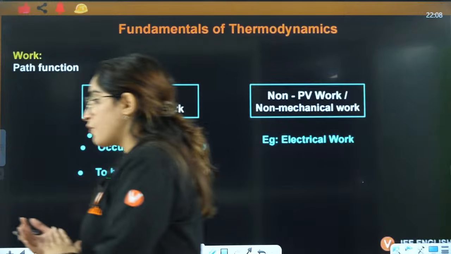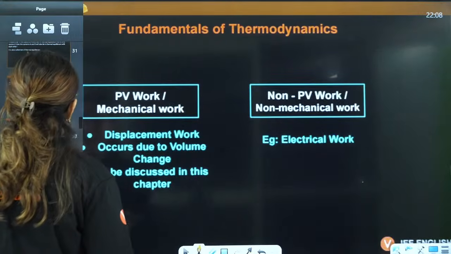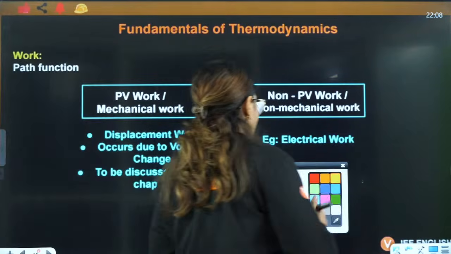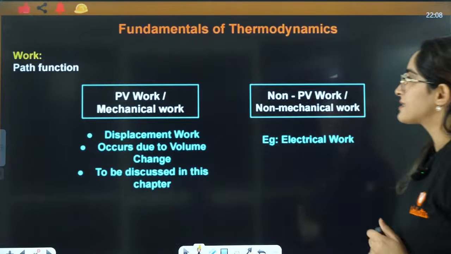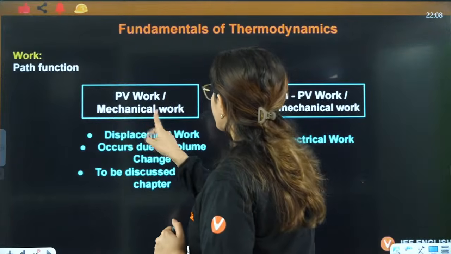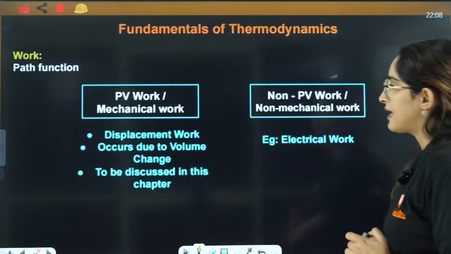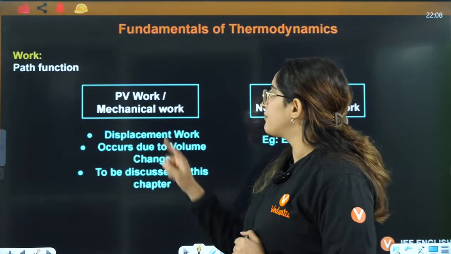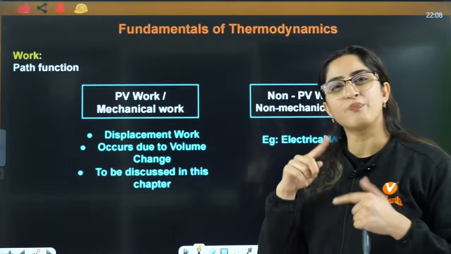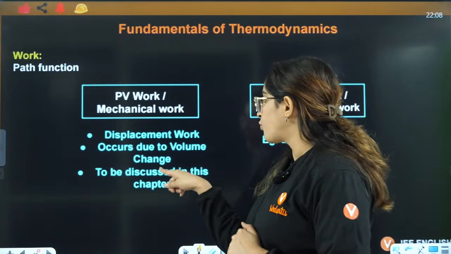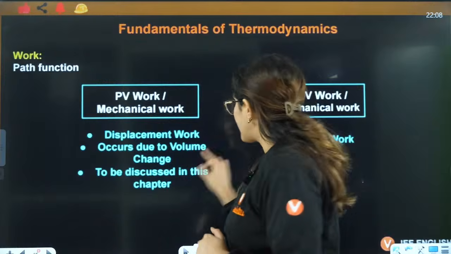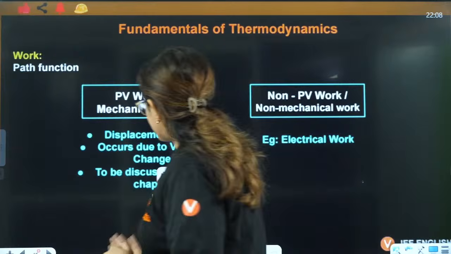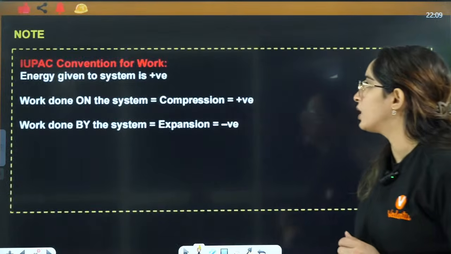Right everybody, now we are moving towards work. Very important work, let's see that. So, two kinds of work are there. PV work, that is mechanical work, and non-PV work, that is electrical work. We're not going to talk about non-PV work. PV work, displacement work, occurs due to a change in pressure or volume, and this we are going to discuss in this chapter.